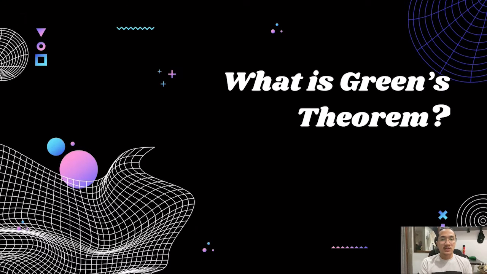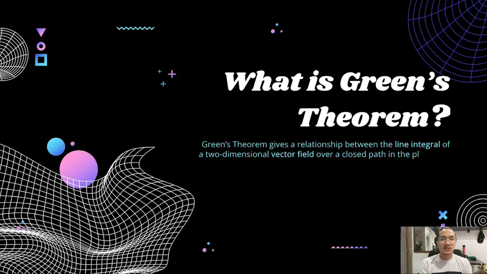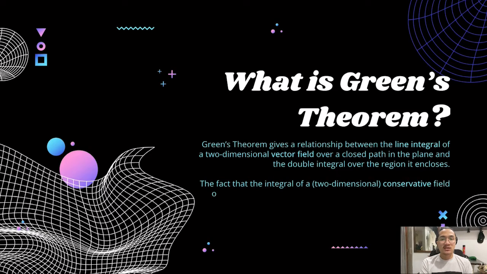What is Green's theorem? Green's theorem gives a relationship between the line integral of a two-dimensional vector field over a closed path in the plane and the double integral over the region it encloses. The fact that the integral of a two-dimensional convergent field over a closed path is zero is a special case of Green's theorem.